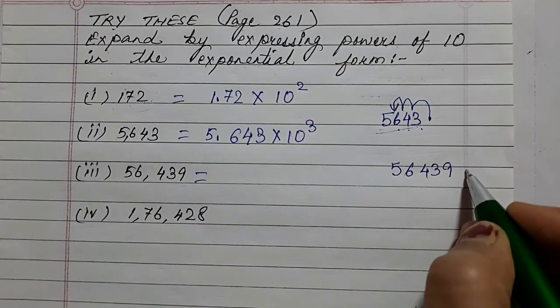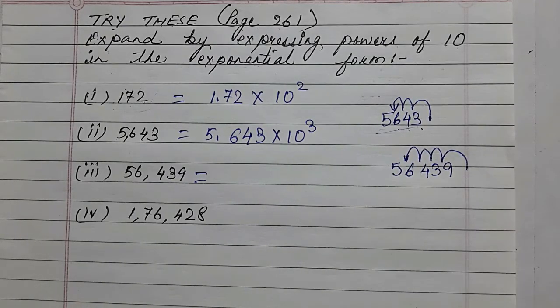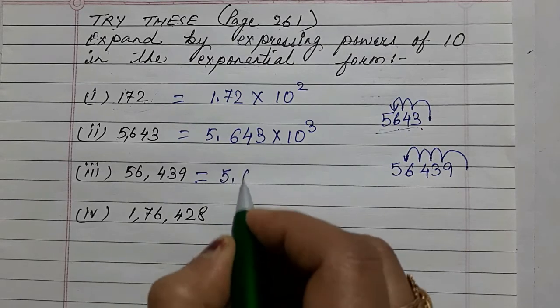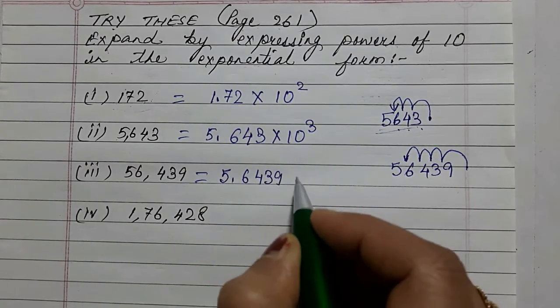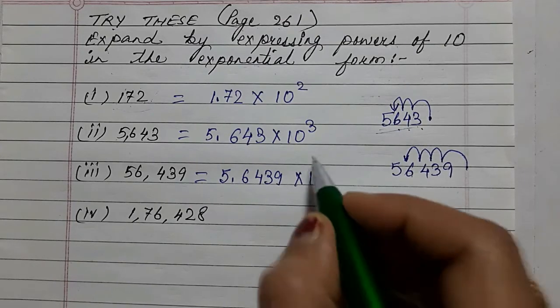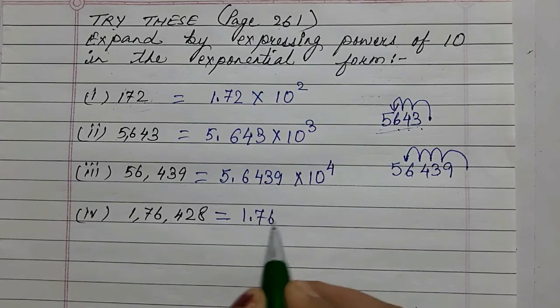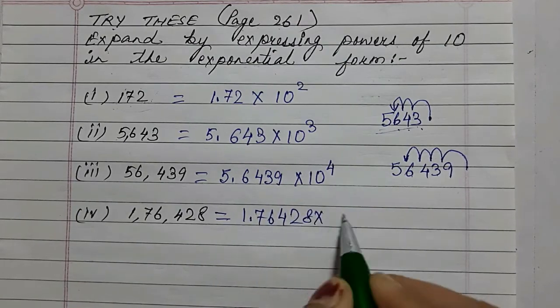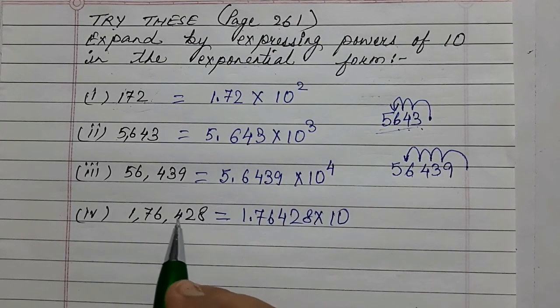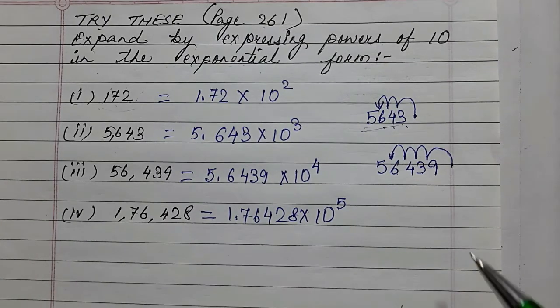56439. Decimal will move 1, 2, 3, 4 places ahead. So 5.6439, 10 to the power, how many places? 1, 2, 3, 4. So 4. 1.76428 multiplied by 10 to the power 1, 2, 3, 4, 5. So 5. So here I have explained all the try these questions given in the chapter exponents and powers.